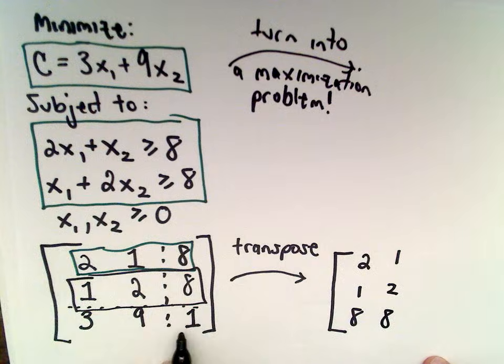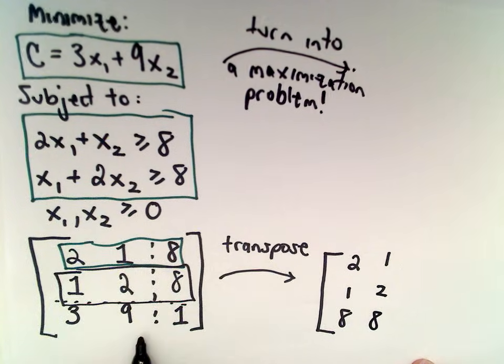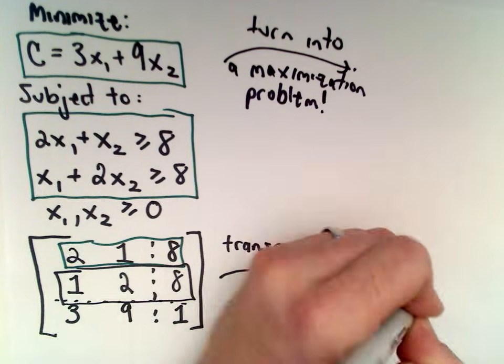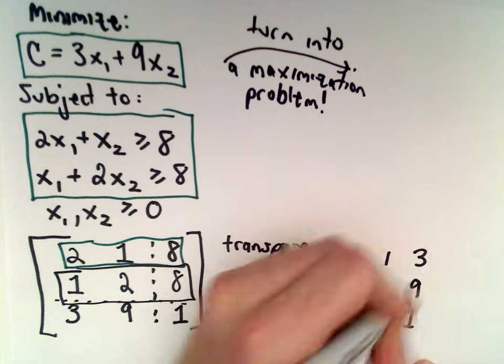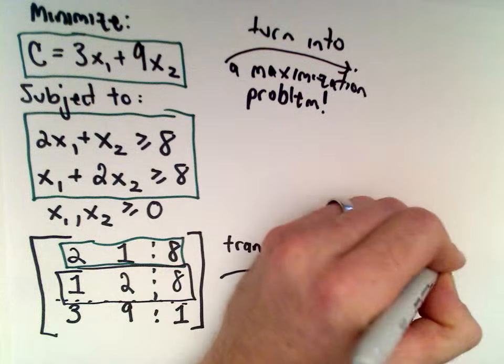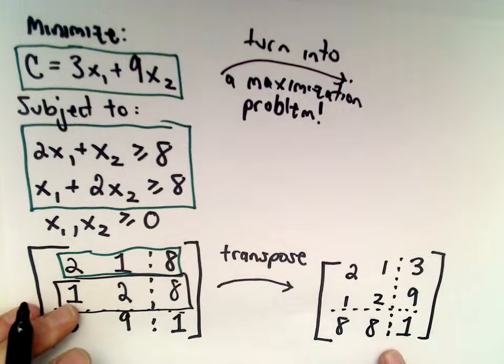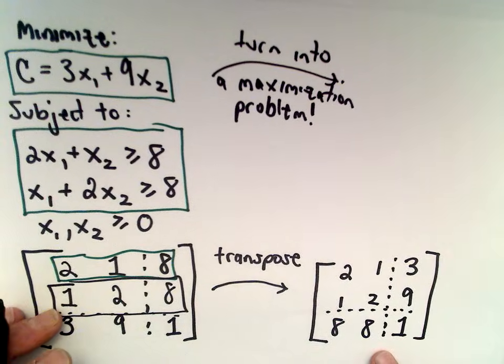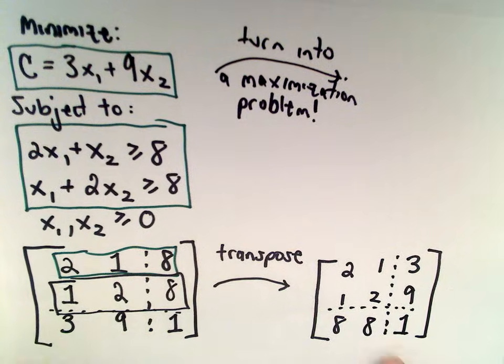And we'll do the same thing with the third row. That becomes my third column. So now I've got 3, 9, and 1. And you can put your little dashed lines right back in there. What this now gives us is a corresponding maximization problem.